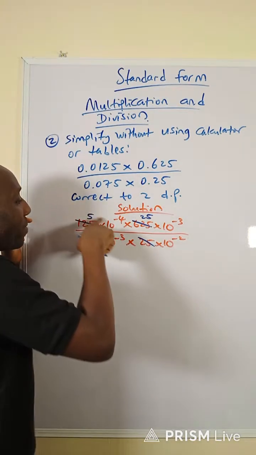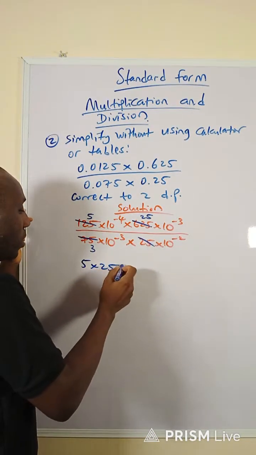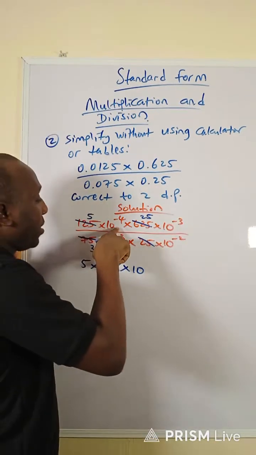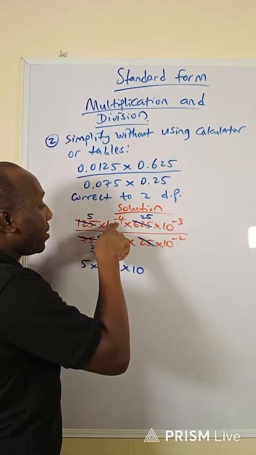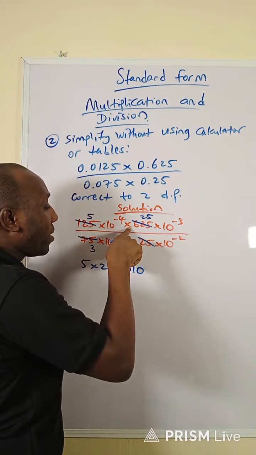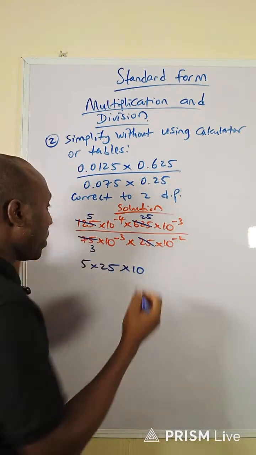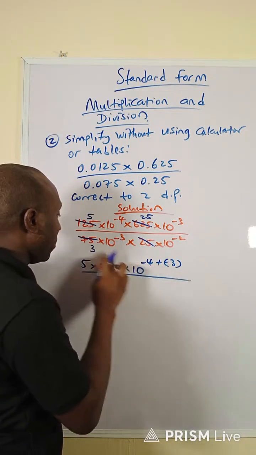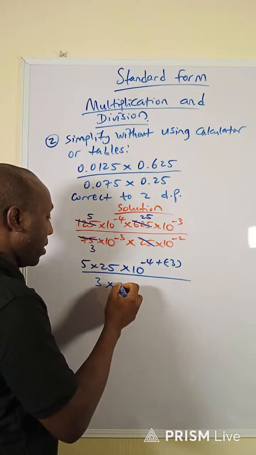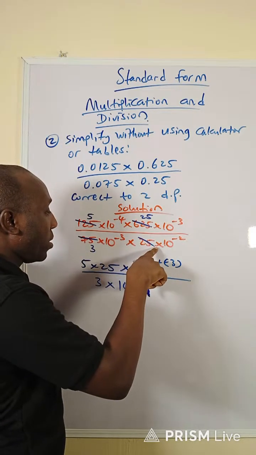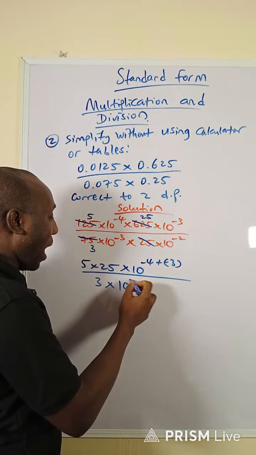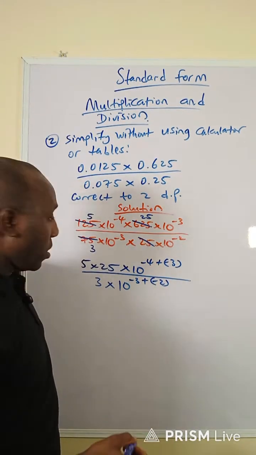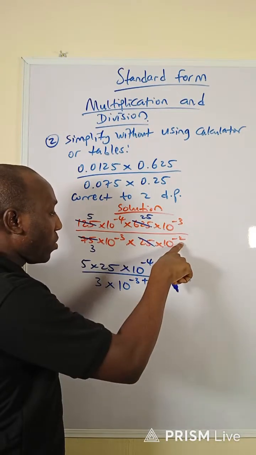So let's do 5 times 25 over 3. Or before that, times what? 10 raised to the power. Look at this, this is 10, this is 10. Negative 4, negative 3. We are multiplying, so you have to add their exponents. It's going to be minus 4 plus minus 3. All over, what about this? 3 times 10 raised to the power of minus 3 times 10 raised to the power minus 2. We are going to add the exponents, so plus minus 2. Are you seeing that? Good. Minus 3 plus minus 2.